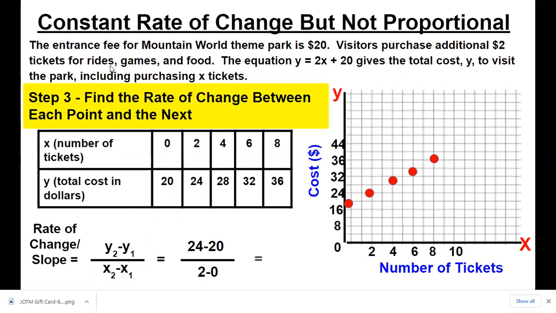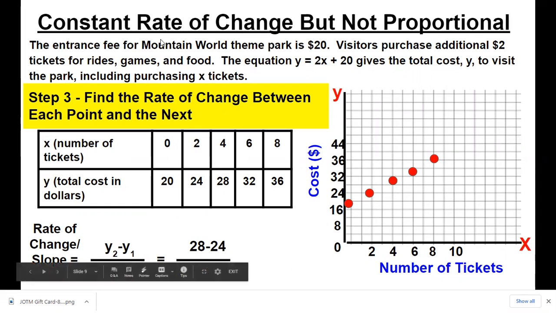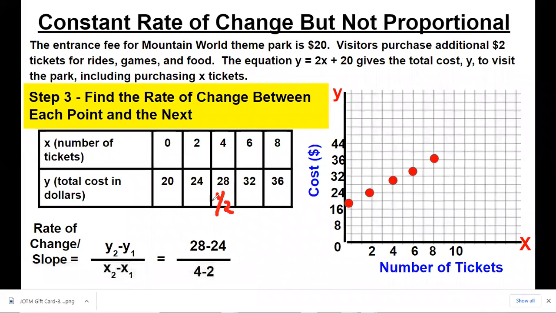I figured it out. So 24 minus 20 is 4. 2 minus 0 is 2. 4 divided by 2 is equal to 2. That's my rate of change between those 2 points. So now I'm going to do it again for the other points, right? So now I'm going to do 28, this point here, these 2 points, and then these 2 points. So 28 minus 24, this is now my new y2. This is my new y1.